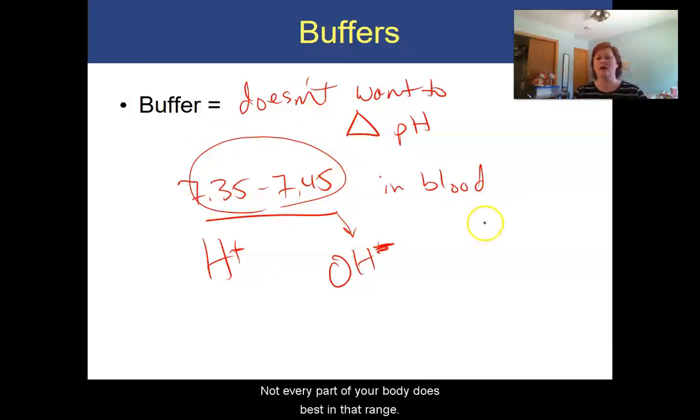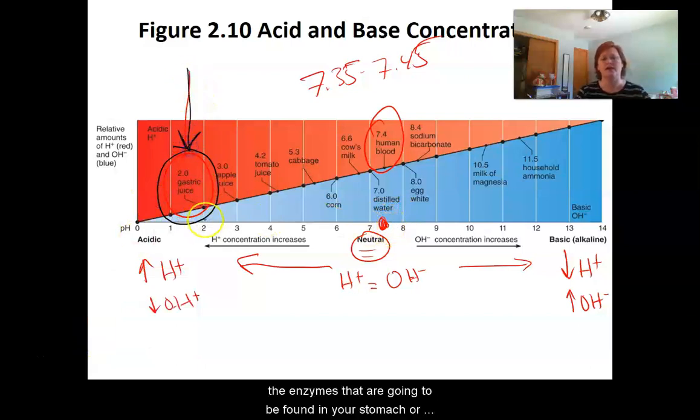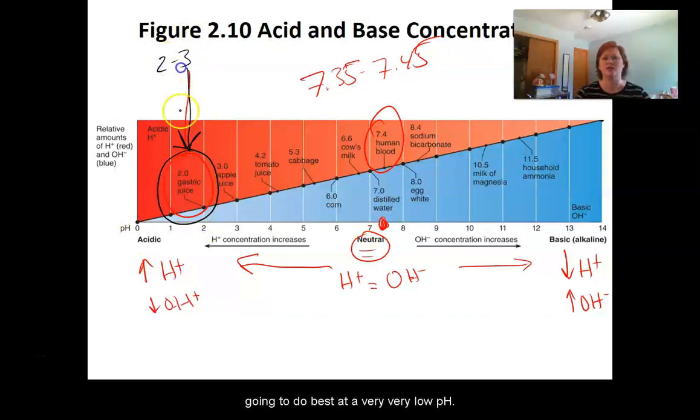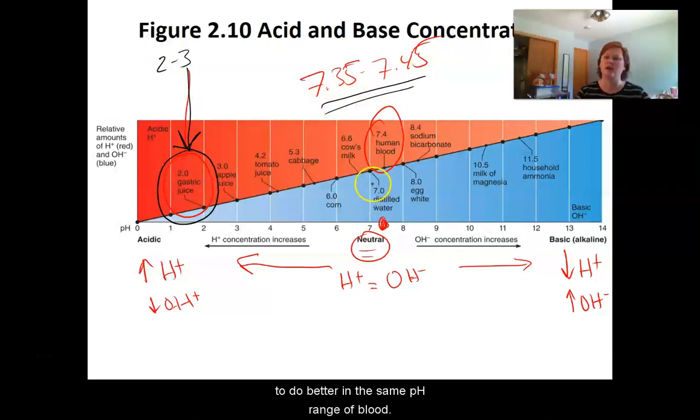Not every part of your body does best in that range. If we look back at the pH scale, your stomach acid here is going to be closer to a pH of 2. So the enzymes that are going to be found in your stomach are going to do best at a very, very low pH, around maybe 2 to 3. Whereas enzymes that are found in the rest of our body are going to do better in the same pH range as blood.